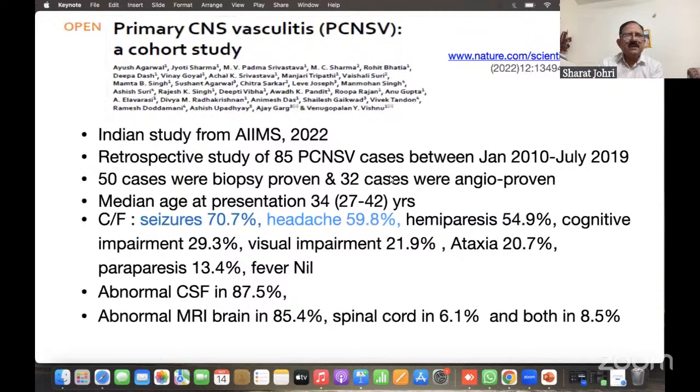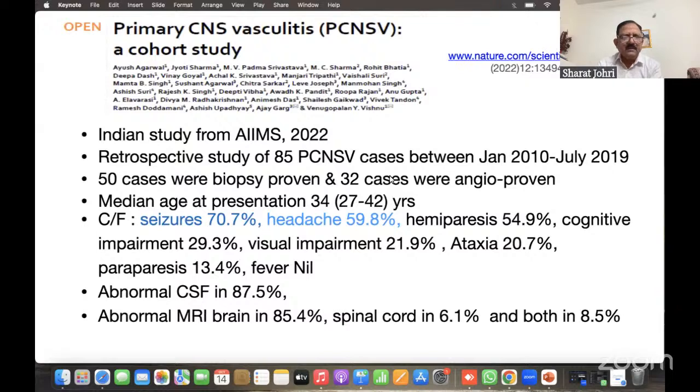There was one study by the AIIMS group, AIIMS New Delhi, which was published in 2022. It was a retrospective study of 85 cases of primary CNS vasculitis found there between January 2010 and 2019. 50 cases were biopsy proven and 32 cases were angio proven. Median age at presentation in this study was 34, ranging from 27 to 42.